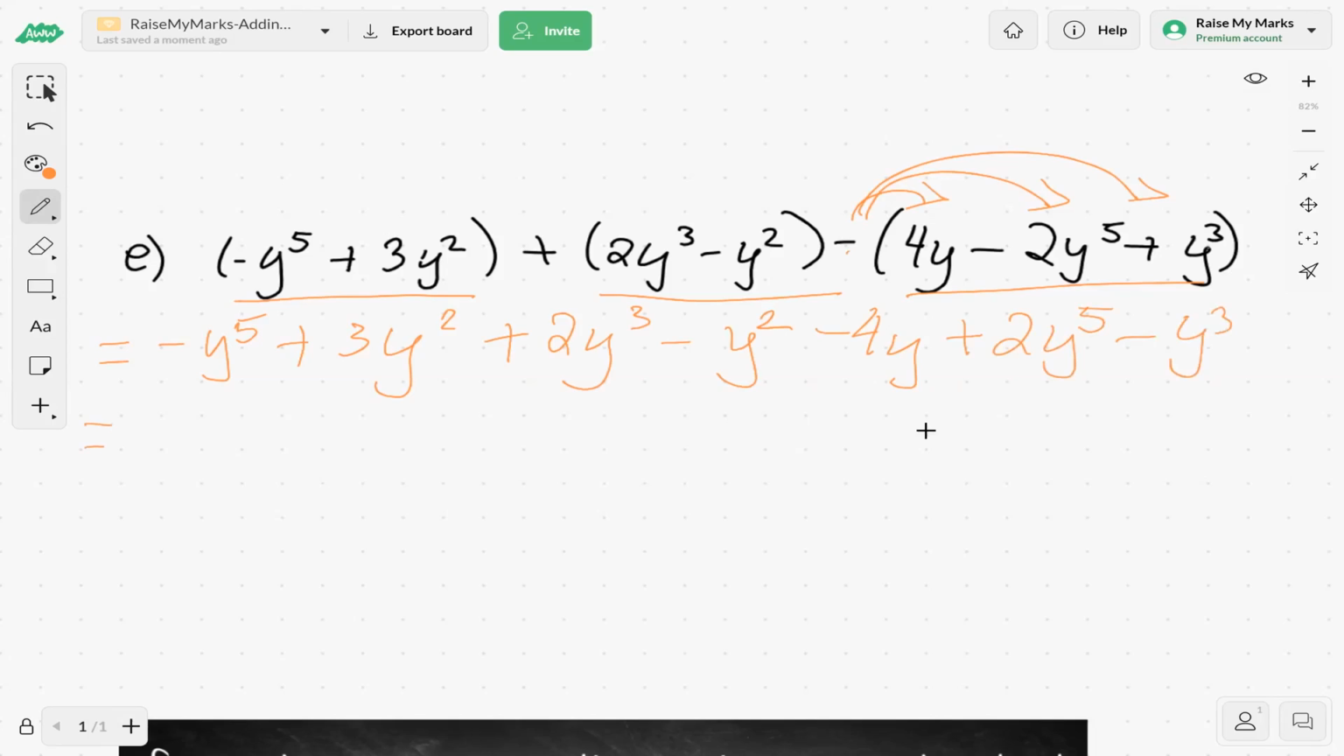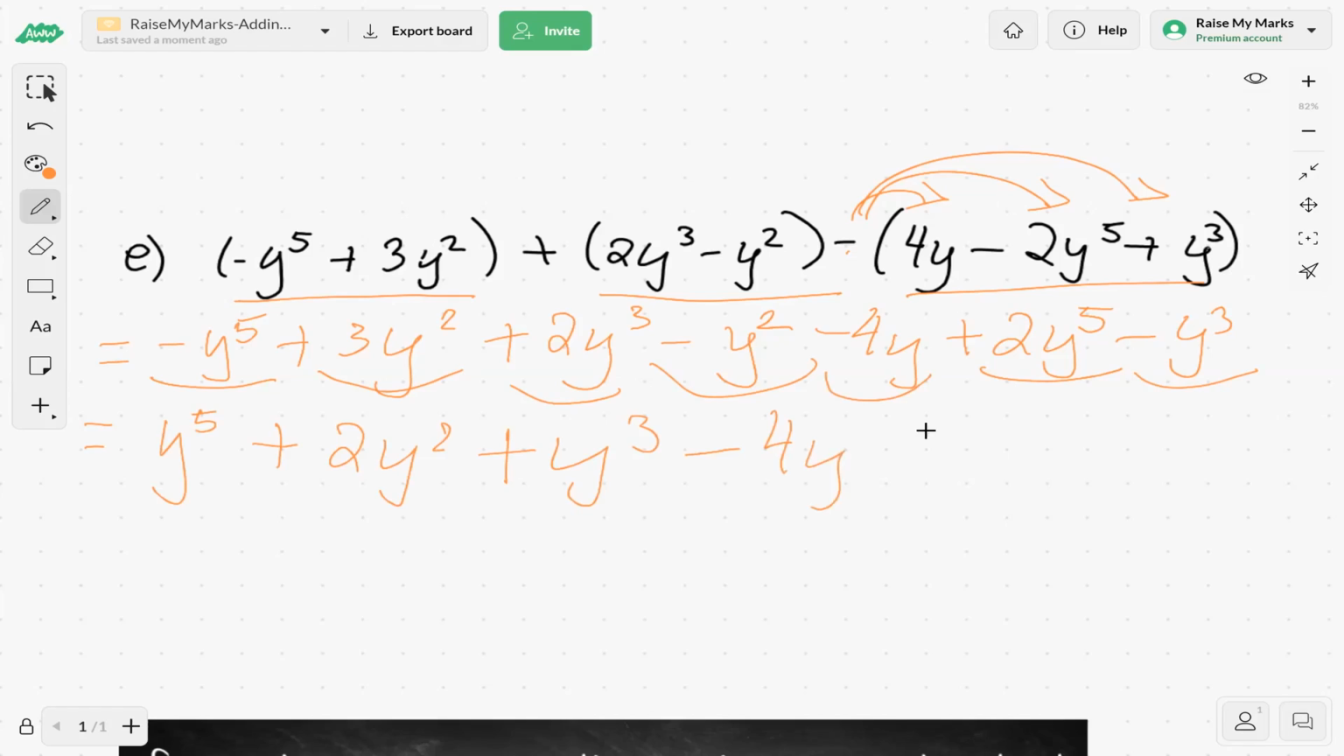Now let's combine like terms. So we have negative y to the power 5 and a 2y to the power 5. That's 1y to the power 5. Next, we have 3y squared. We have a negative y squared, so that's plus 2y squared. Next we have 2y cubed. Any other y cubed? Yes, minus y cubed, so that's plus y cubed. And finally, a negative 4y. So our final answer is y to the power 5 plus 2y squared plus y cubed minus 4y.